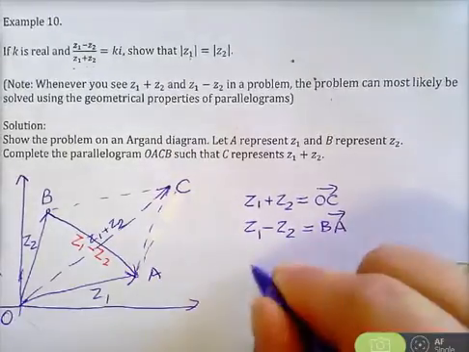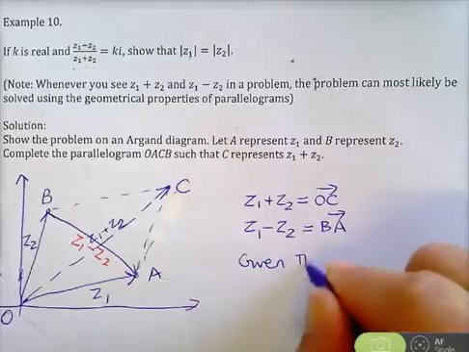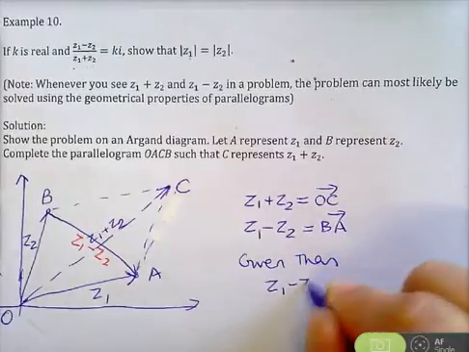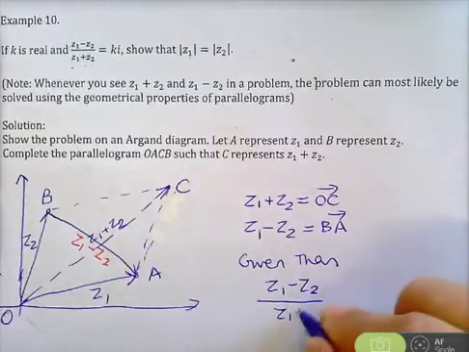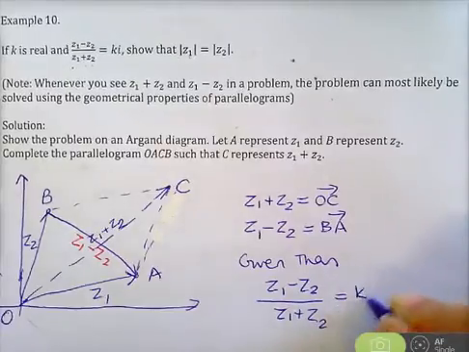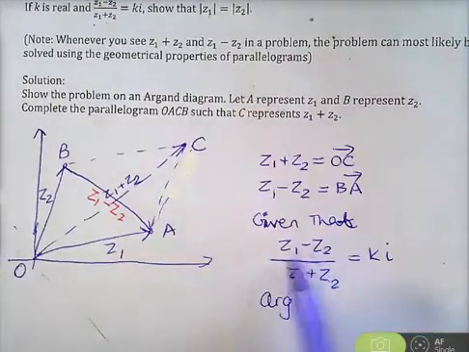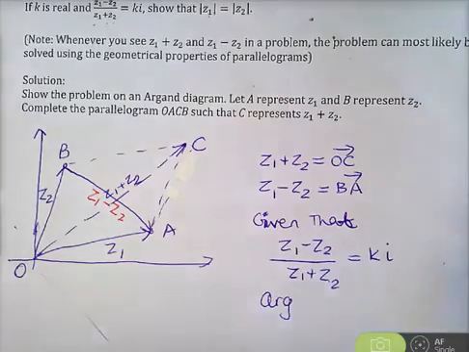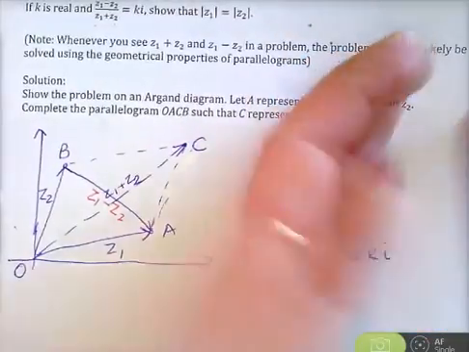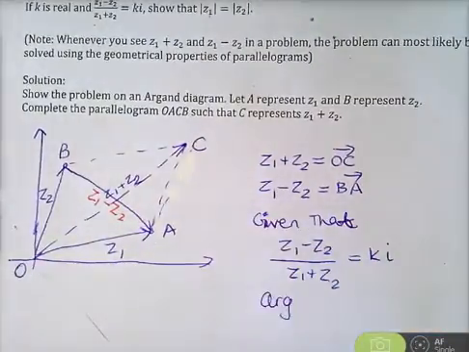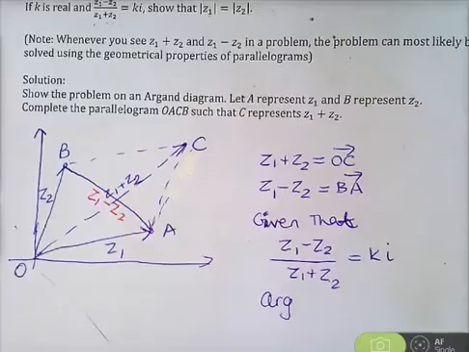Excellent. Now we are given that Z1 minus Z2 over Z1 plus Z2 equals Ki, then obviously the modulus of that would equal the modulus of that, and the argument of that would equal the argument of that. So remember when we were going back to that example 6 to prove that Z3 equals Z1 times Z2, we had to prove that the moduli were the same and the arguments were the same.